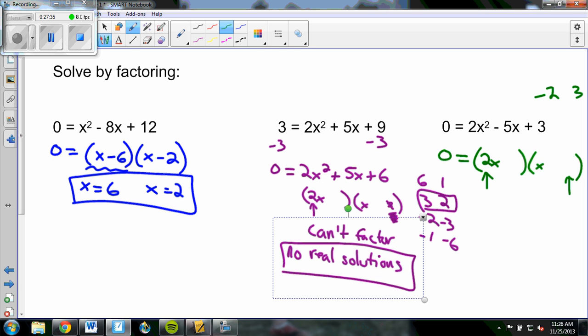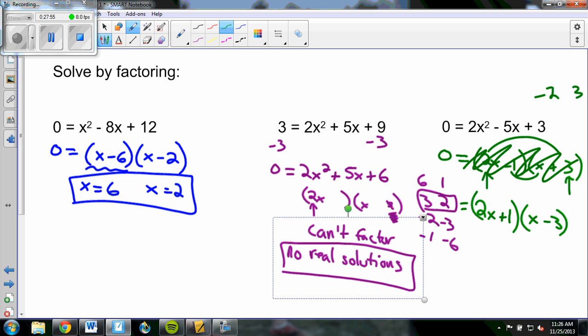So I'm going to have a positive 3 here and a negative 1 here. That's going to give me 6x minus 1 to get 5x. I want negative 5x, not positive 5x. So it's plus 1 minus 3. That's how it factors. Well, if 0 equals 2x plus 1 and 0 equals x minus 3, I know that one of the solutions is x equals 3. The other solution is negative 1/2.